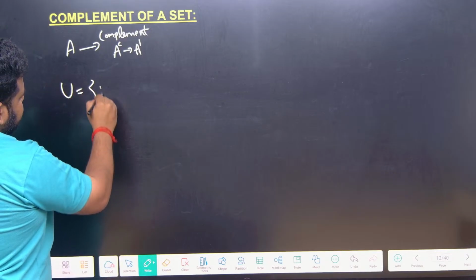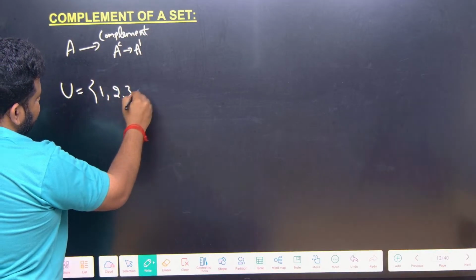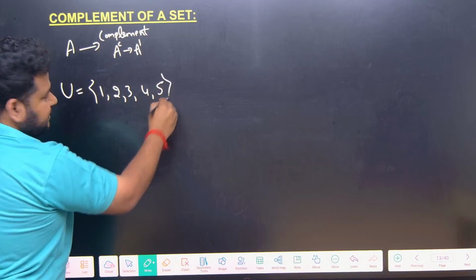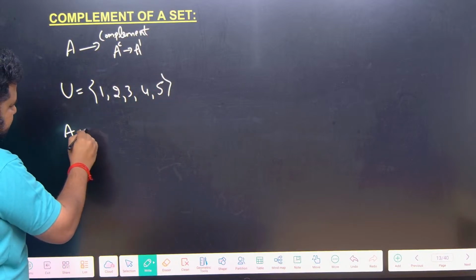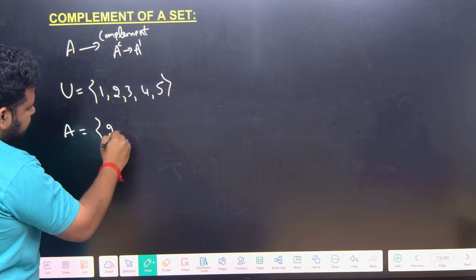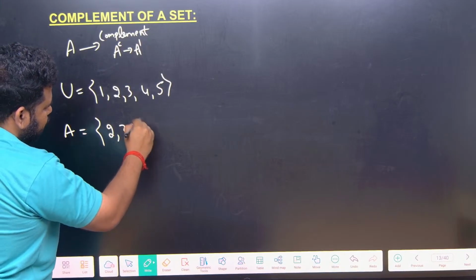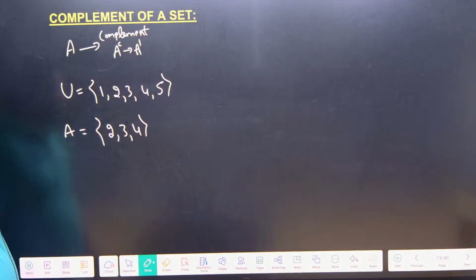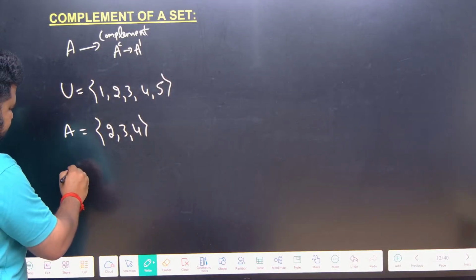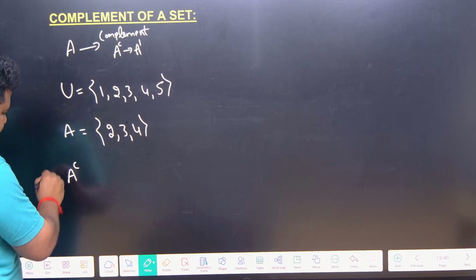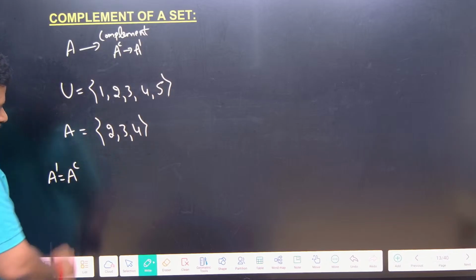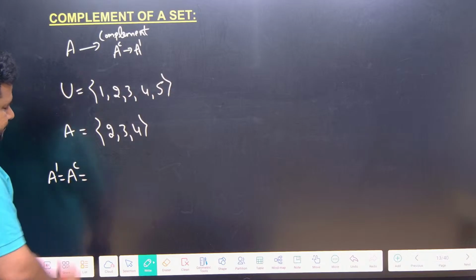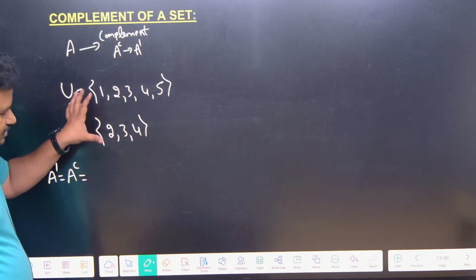Universal set, let it be 1, 2, 3, 4, 5. Let there be set A given by 2, 3, 4. Complement of a set, I can write it as A to the power of C or A dash. A dash is equal to A complement. So what is that?